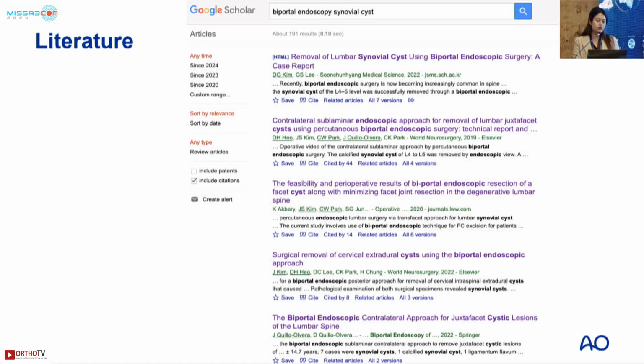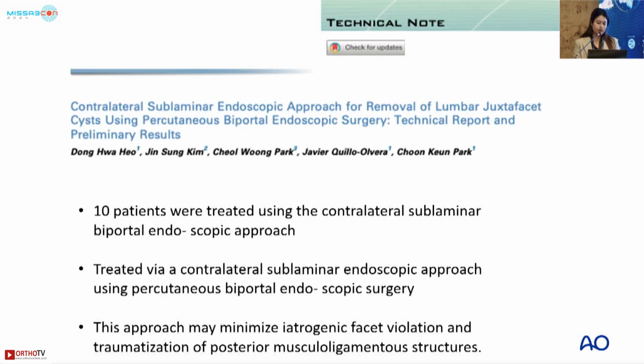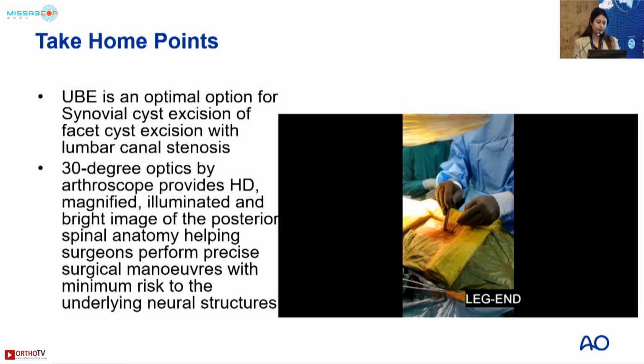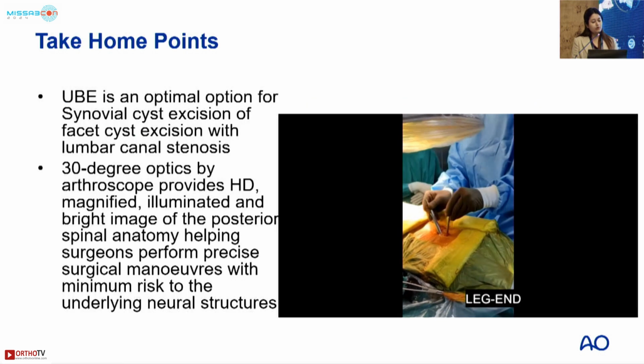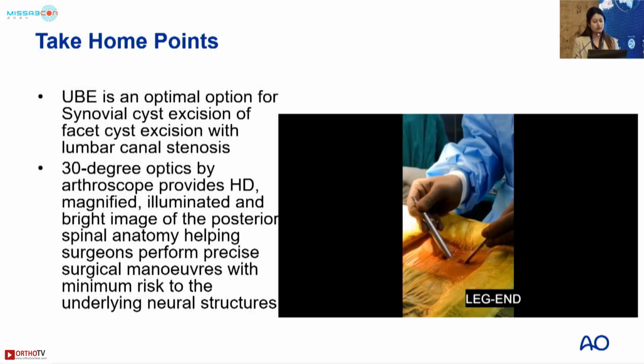So the literature on this was very minimal. In Operative Neurosurgery, the paper by Jin Sung highlighted that biportal endoscopic decompression of facet cyst can be performed with good clinical and radiological outcomes. This is another case series of 10 patients. UBE is an optimal option for synovial cyst excision, facet cyst excision with lumbar canal stenosis.